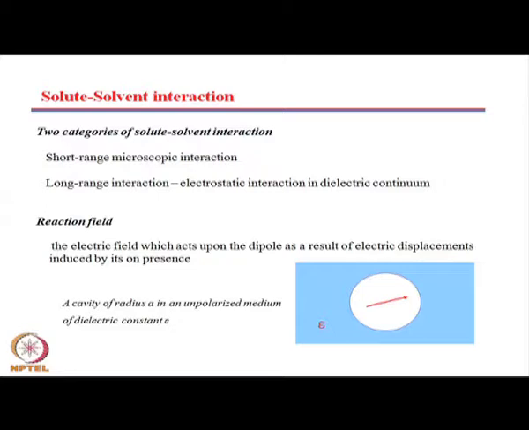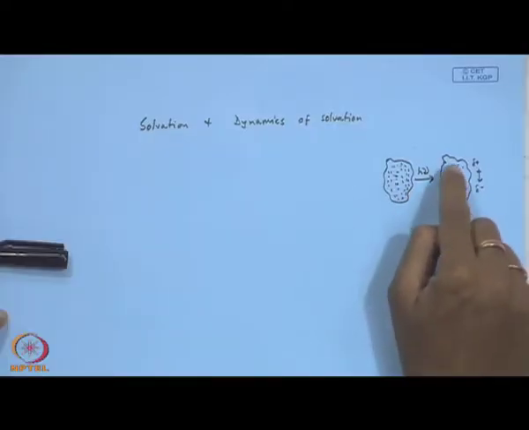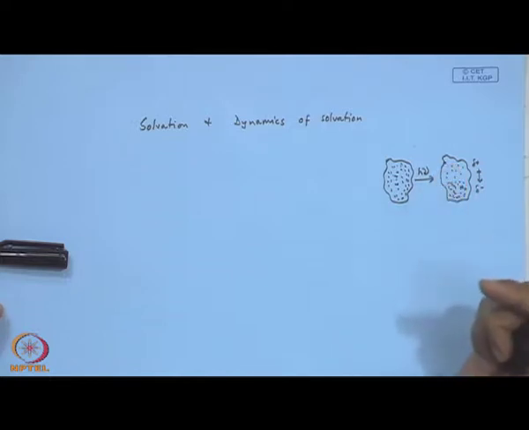In the case of this continuum model, the reaction field is the electric field which acts upon the dipole as a result of the electric displacements induced by its presence. Why I am talking about the electric displacement is because it is basically an electric displacement. So you see that electrons are now displaced from here to here. So why is this happening?